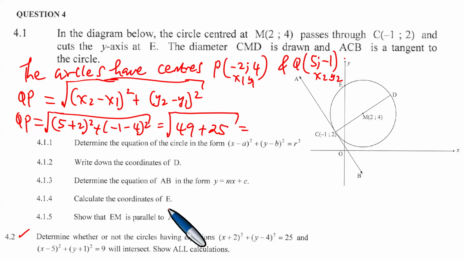Now let us look at 49 plus 25. What does it give us? This gives us exactly 74, which is about 8.60 units.